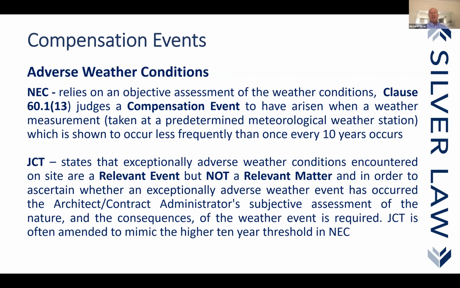The next one is adverse weather conditions. Now, under the NEC, in theory, it looks like it's fairly easy to administer. We have in the contract data details of the weather element that is to be monitored, be it rain, wind, temperature or otherwise. And what you need to show is that this event has occurred less than once in the last 10 years. So that's quite a high burden to meet, because if one looks at weather conditions over the last few years, they've been fairly exceptional. And therefore it is very difficult to actually work out whether you've met that criteria. But as soon as you tick the box, it is a compensation event, and then you make your quotation.